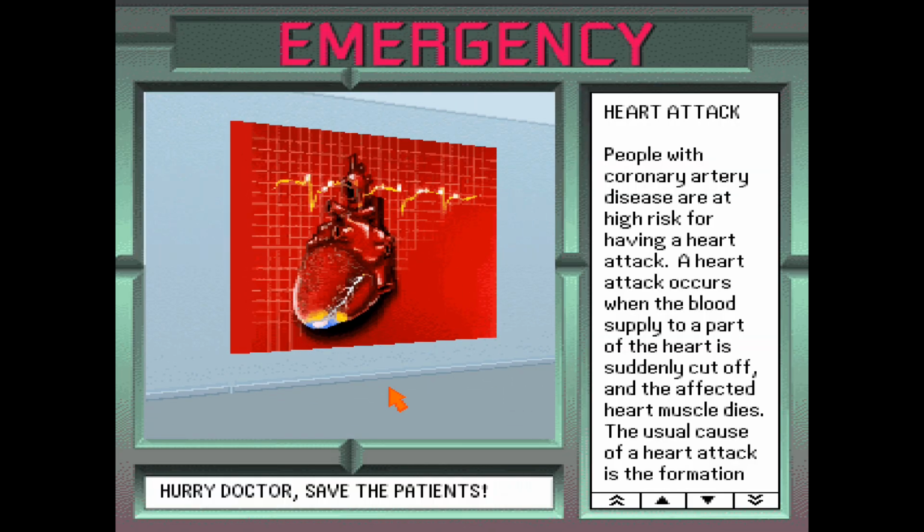Heart attack. People with coronary artery disease are at high risk for having a heart attack. A heart attack occurs when the blood supply to a part of the heart is suddenly cut off and the affected heart muscle dies. The usual cause of a heart attack is the formation of a blood clot at the site of an atherosclerotic plaque. The clot completely blocks the artery, cutting off blood flow beyond it. The medical term for a heart attack is myocardial infarction. A heart attack causes changes in the normal pattern of the EKG tracing, as shown in the illustration at left.